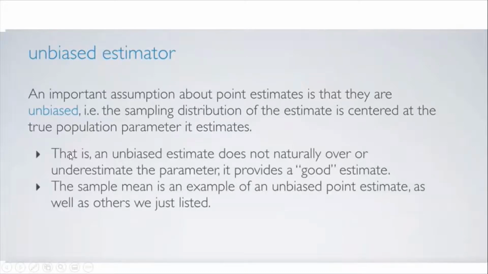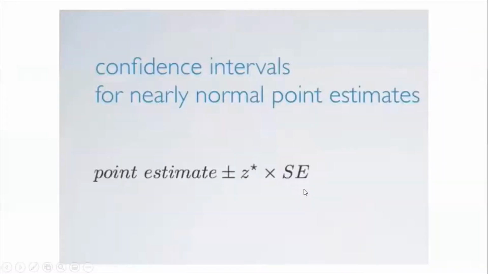So basically, your unbiased estimator reflects your population parameter. Then it is a good estimate. If it is an over or under estimate, then it is not a good estimate. The sample mean is just a sample. So it could be proportion, differences in mean, and differences in proportion as well.